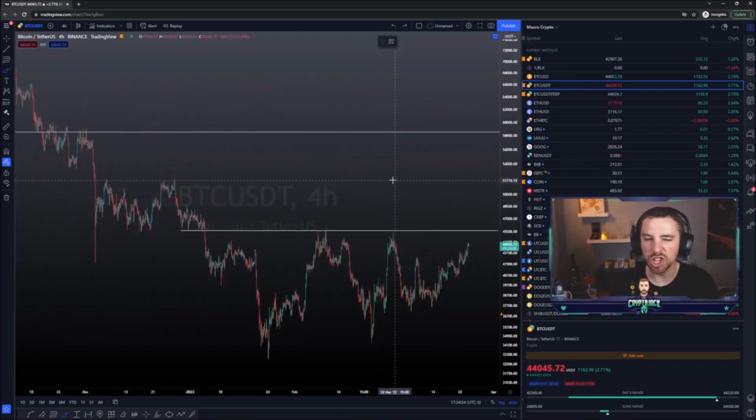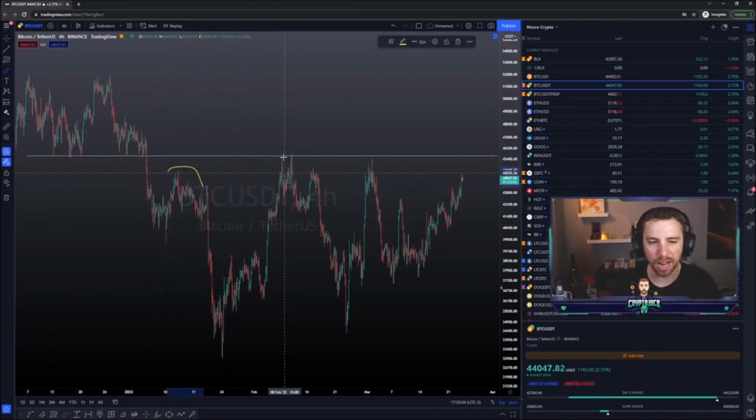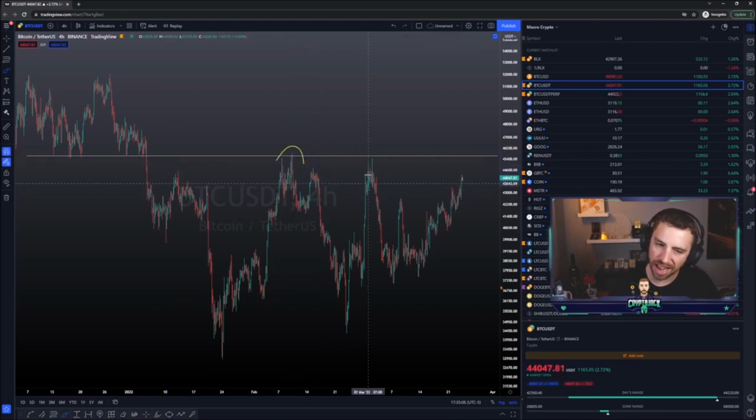Think of it as like a zone. So you've got to be a little bit flexible. If we extend this back, we can see there's all these little tests. That's great. But then on the downside here, did that really count as a test? Probably not. But could that and that? Yep, I mean, that makes sense.